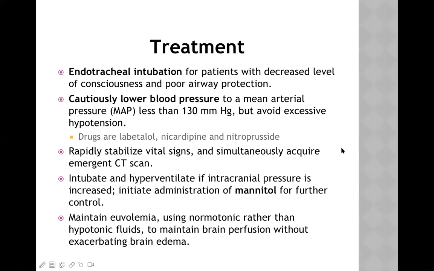Now, how to do the management? Very important part of this topic. Most of these patients have decreased level of consciousness or they are already in coma, and a comatose patient cannot protect the airway. So remember this. How to protect the airway in a comatose case? That has to be done by endotracheal intubation. So that's why endotracheal intubation is important here. Put a tube into the trachea and then secure the airway.